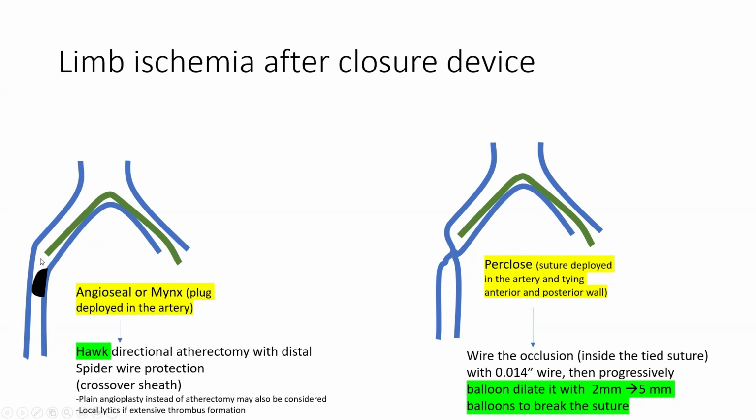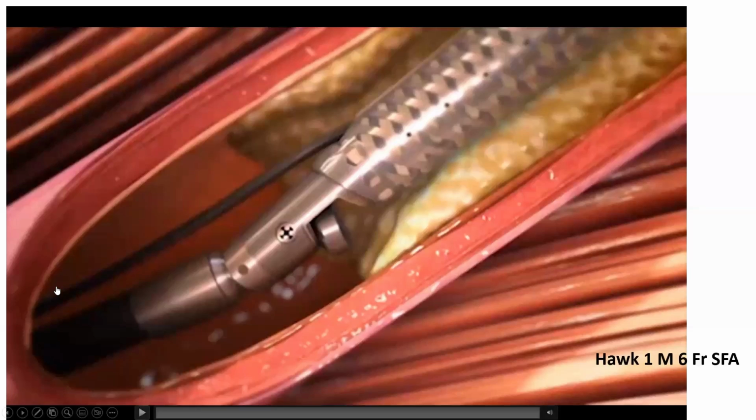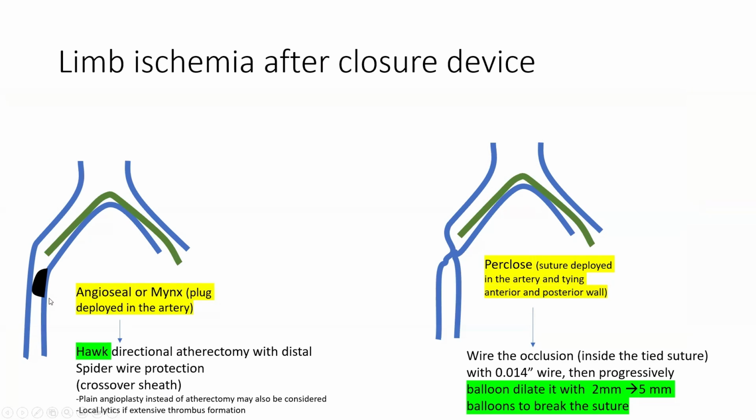Those devices have an anchor. You open the anchor in the artery and you pull the anchor to the arteriotomy. Then you deploy the plug or the suture on top of the arteriotomy. But sometimes the anchor gets stuck inside the artery, so you end up deploying the plug or the suture inside the artery. So how do you deal with this?